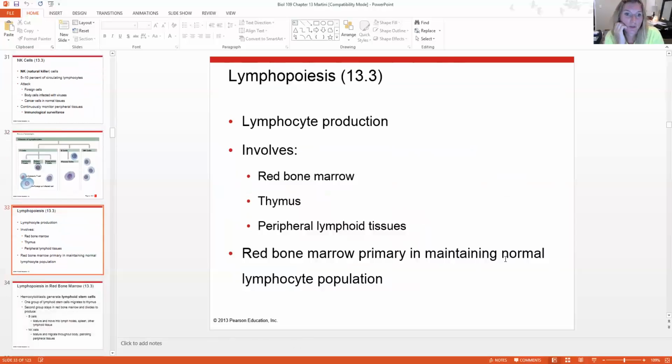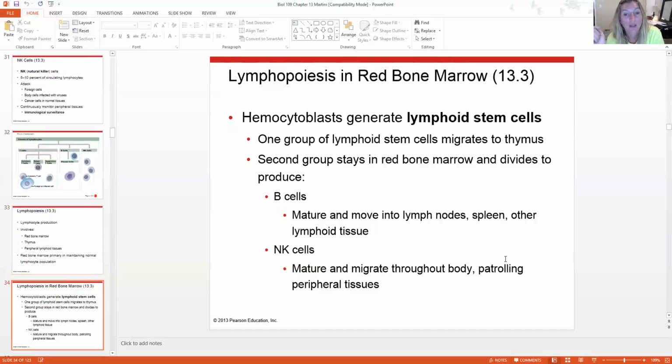Let's talk about how lymphocytes are produced. It involves the red bone marrow, typically the thymus, as well as other peripheral lymphoid tissues. So the red bone marrow is the area responsible for maintaining a normal circulating lymphocyte production. We have hemocytoblasts, which you may remember from the previous chapter on blood. These hemocytoblasts produce lymphoid stem cells. The lymphoid stem cells can migrate to the thymus, but some of them will stay in the red bone marrow. The ones that stay in the red bone marrow will turn into B cells and natural killer cells. The cells that go into the thymus are going to be T cells, hence T for thymus.